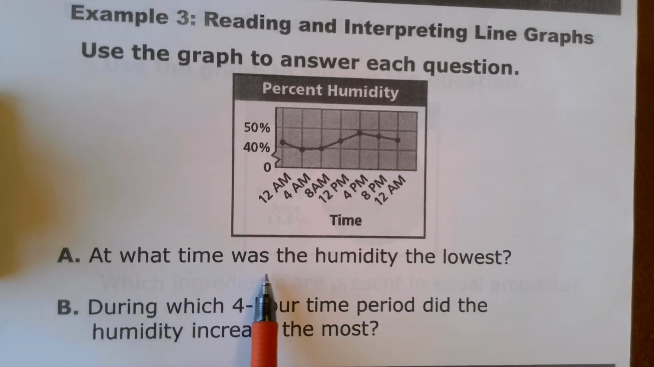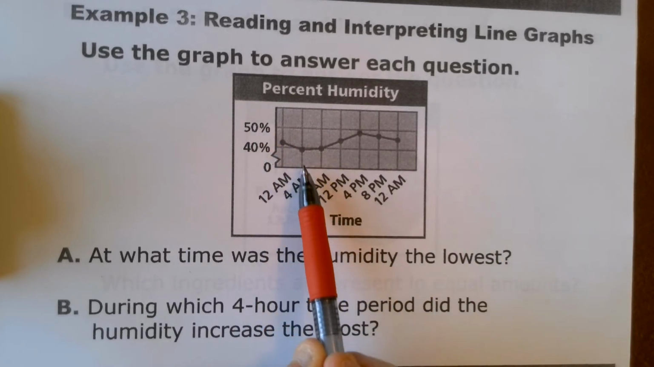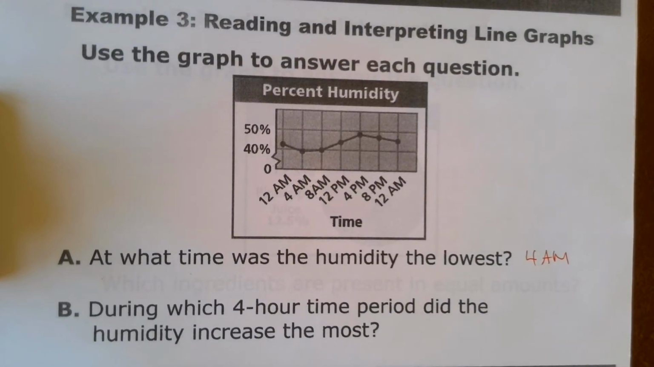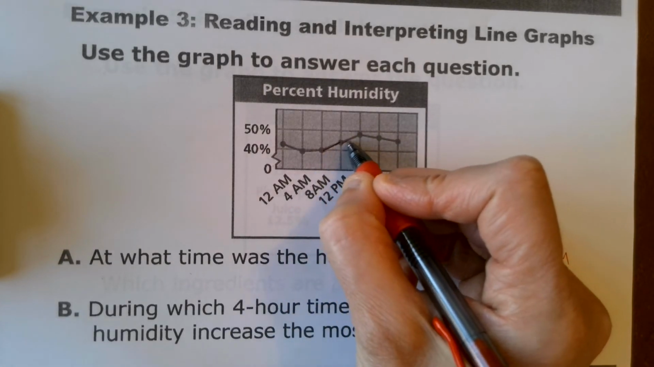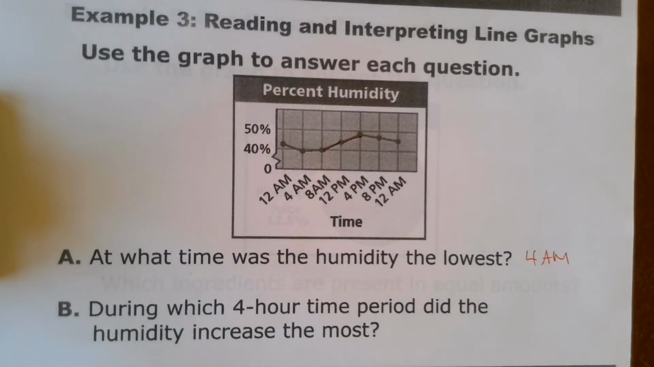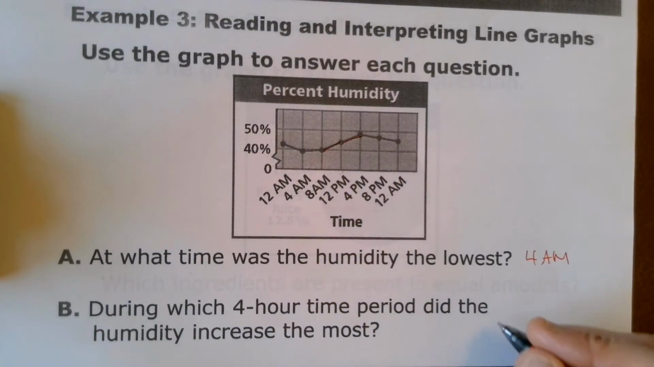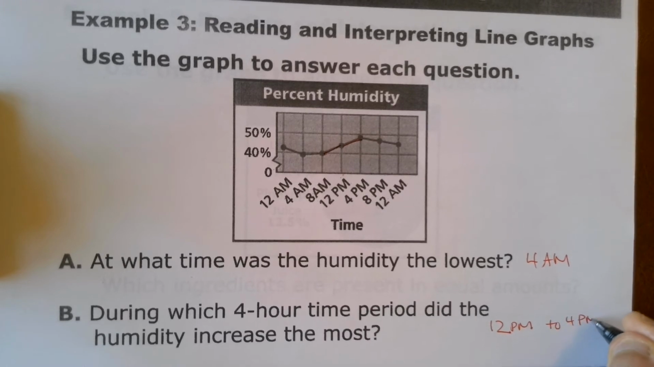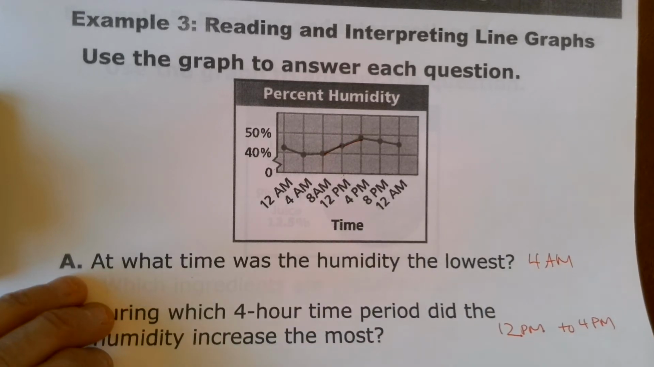And it says at what time was the humidity the lowest? So this is the humidity, and we want to see where it's the lowest, and it looks like it's at about 4 a.m. During which 4-hour time period did the humidity increase the most? It increases here and increases here. I think I'm going to go with this one. It's kind of hard to tell, actually. No, I do think 12 to 4 is actually the one that has the biggest increase. Sorry, I haven't been giving you time to do these on your own first. Hopefully you're stopping and doing it.